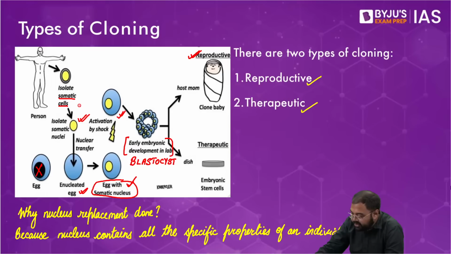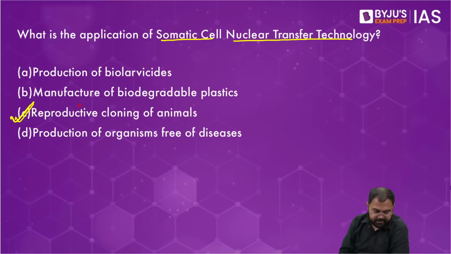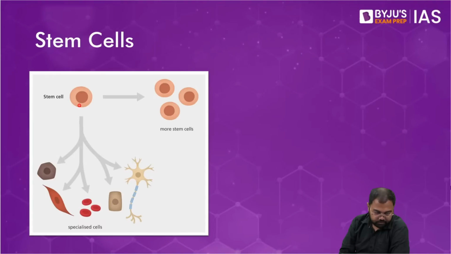In therapeutic cloning, after the cell division and embryo development, what will they do? They'll basically use it for stem cell production, and we'll just discuss that. Just wait.